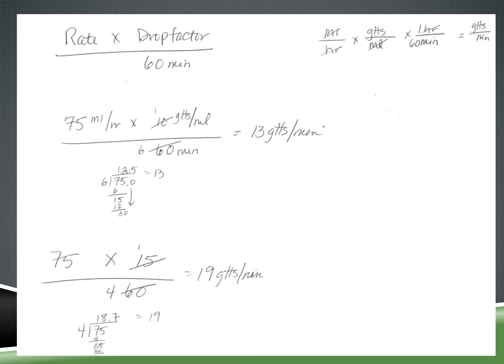Well, you can't do a decimal with drop factors. It's got to be a whole number, okay? You cannot get that thing to drip half a drop. So you're going to have to round it to 13, and so your answer is 13 drops per minute.